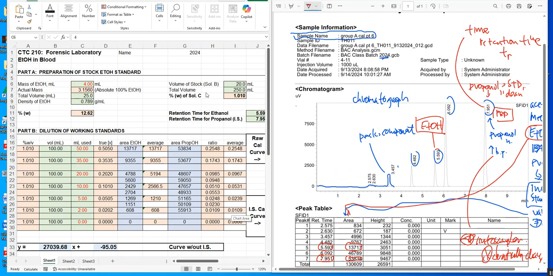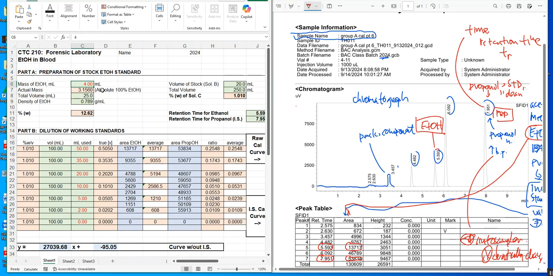All right, so over here to the left-hand side, you are going to see a spreadsheet template that has been populated for you. And up here at the very top, it says 2024. And underneath 2024, I see Part A, preparation of the stock ethanol standard. All right, so basically what does that mean? Well, it says mass of the ethanol in milliliters.